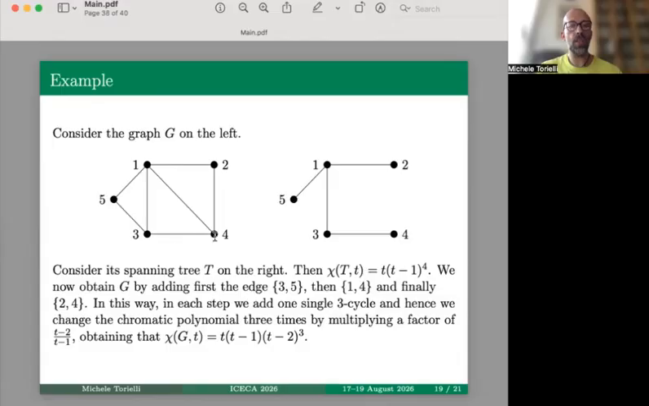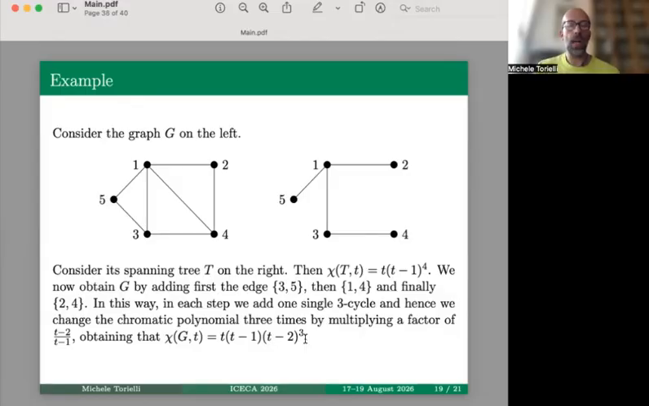In doing so, at each stage, I'm creating one single triangle cycle. And so the formula we had before allows me to control what the chromatic polynomial is going to be. At each stage, I'm taking the chromatic polynomial and multiplying by t minus 2 divided by t minus 1. So this means that the chromatic polynomial of G now is t times (t minus 1) times (t minus 2) to the 3. One thing that needs to be noticed is that, number one, this path is not unique. I could have added, for example, first 1, 4, then 3, 5, and then 2, 4, or in another order, and this is unchanged.